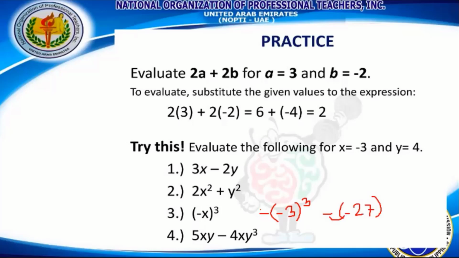Lahat ba nakakakuha? Nakakasunod? Baka naman nanonood lang kayo ha. Pinapanood nyo lang yung ano. But okay lang. Basta nag-internalize.